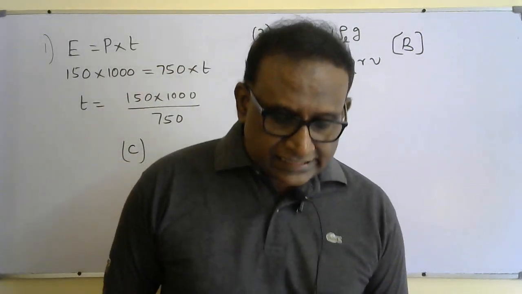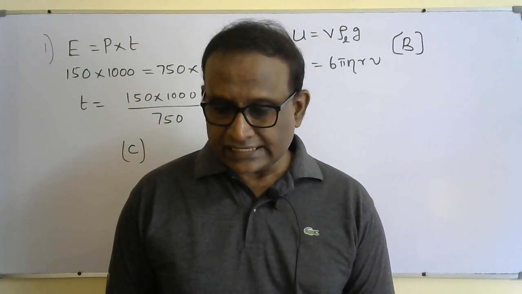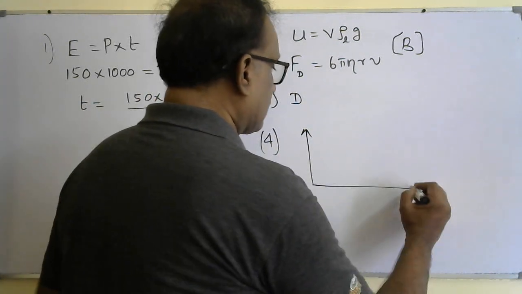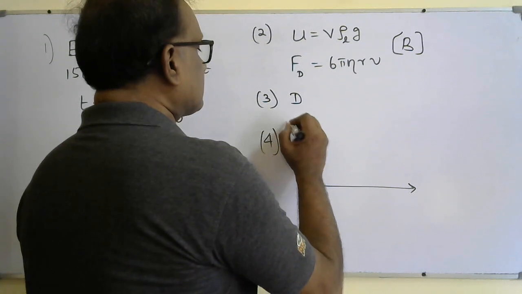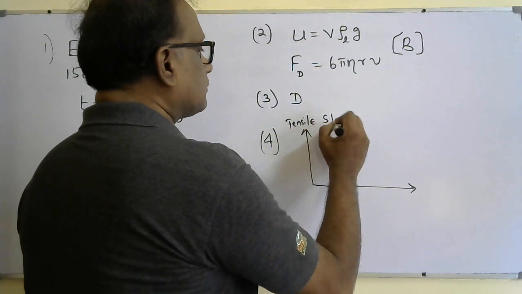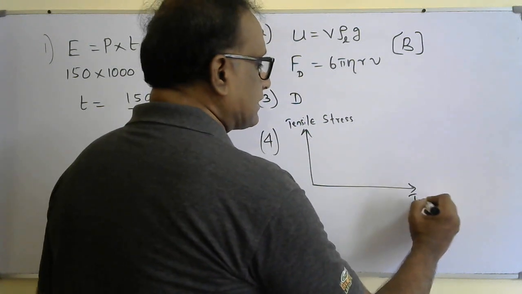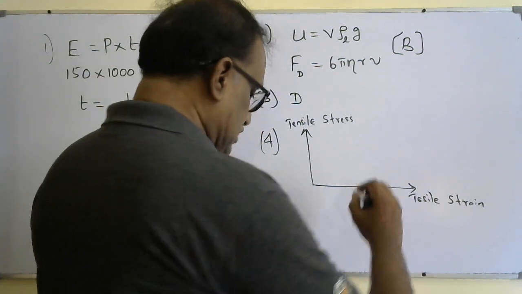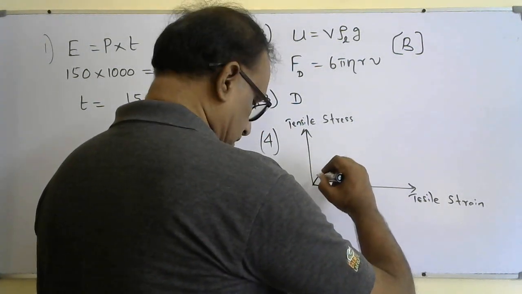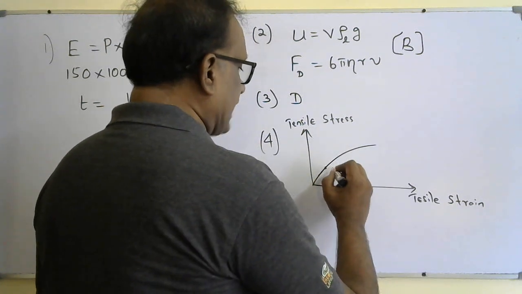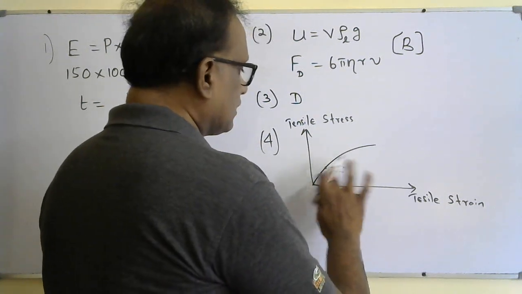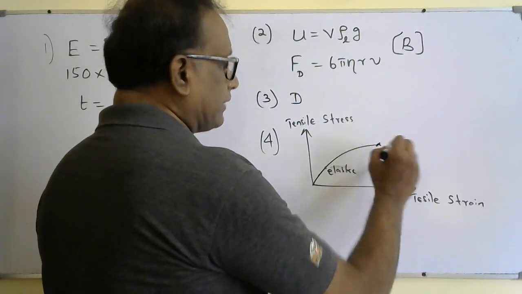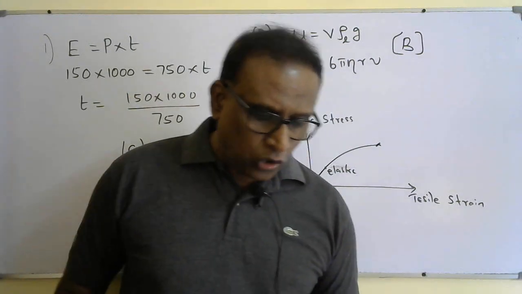So question number 4. The graph shows the relationship between tensile stress and tensile strain for a material. The graph is given like this. This is tensile stress, and this is tensile strain. You can see initially a small portion looks like a straight line, then it curves. So this is the elastic limit, and here the breaking point is given. Which of the following gives the Young modulus of the material?